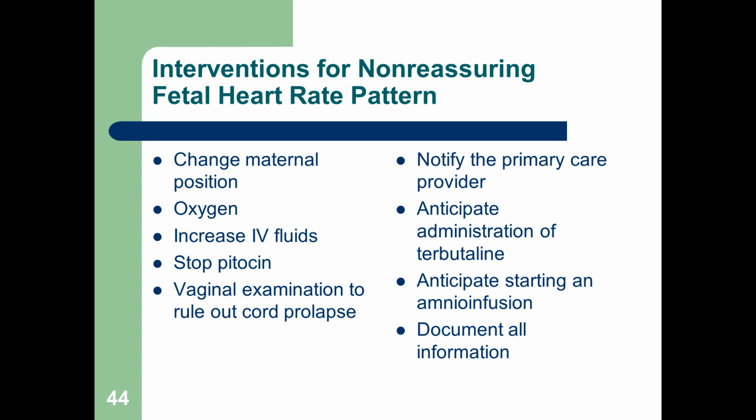You notify their primary caregiver. Anticipate administration of terbutaline if indeed they're before 36 weeks or 37 weeks. You may anticipate starting an amnio infusion if indeed we got cord compression. We got to float the head off the cord so we can get some circulation there. And you document. That's part of the legal record.